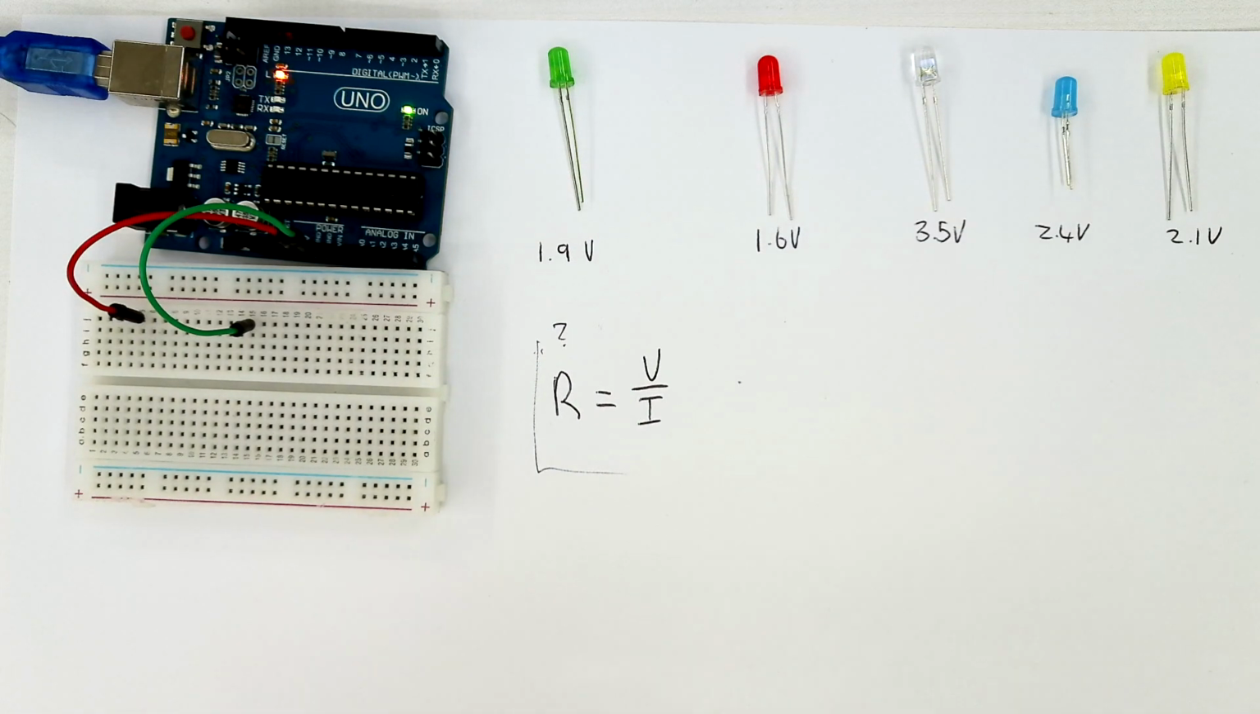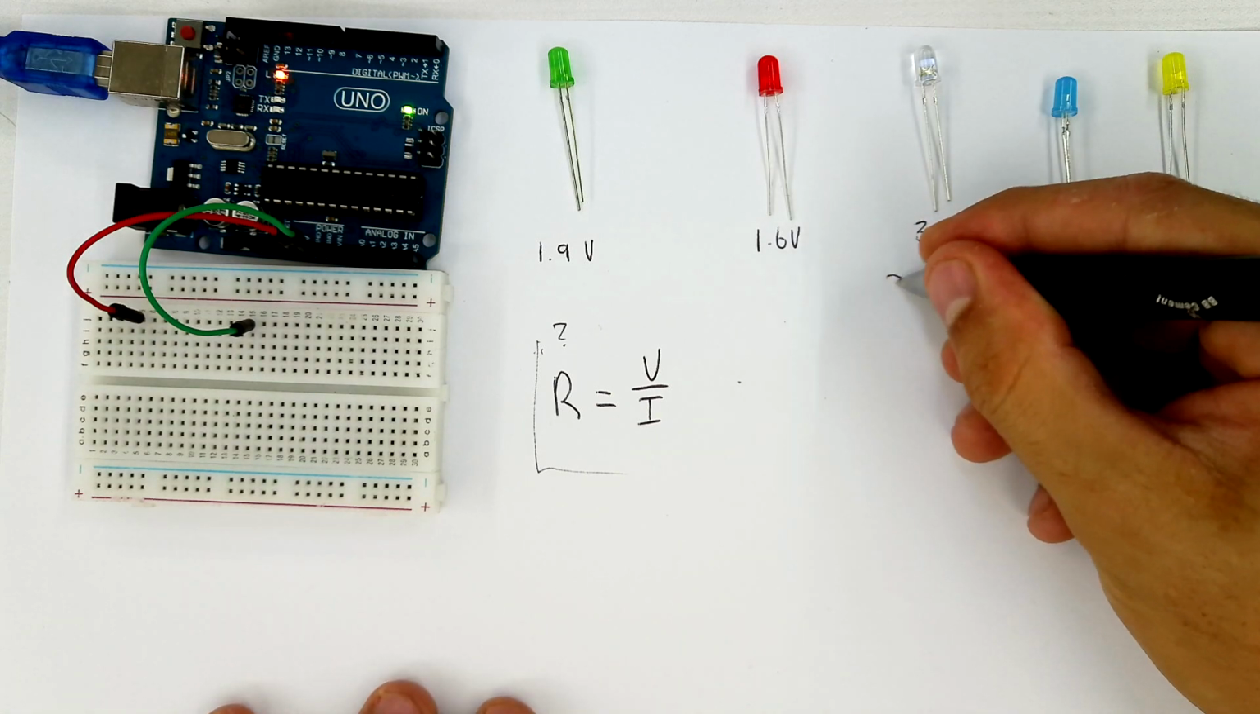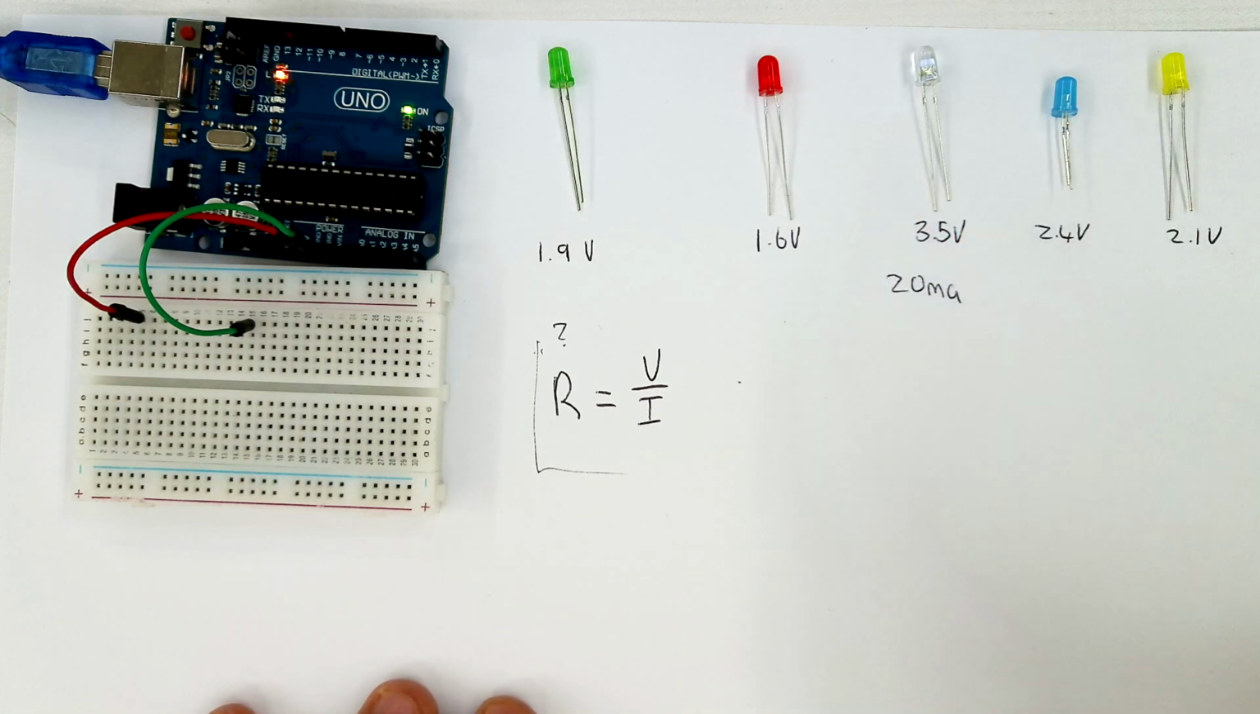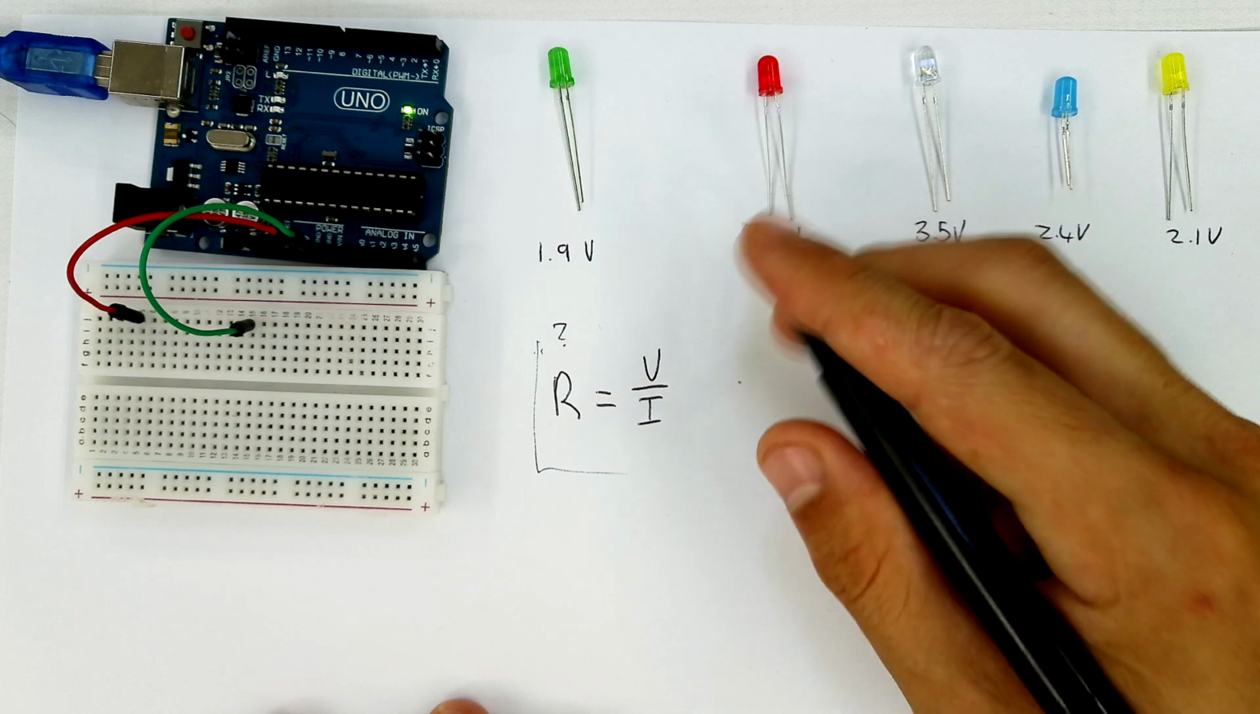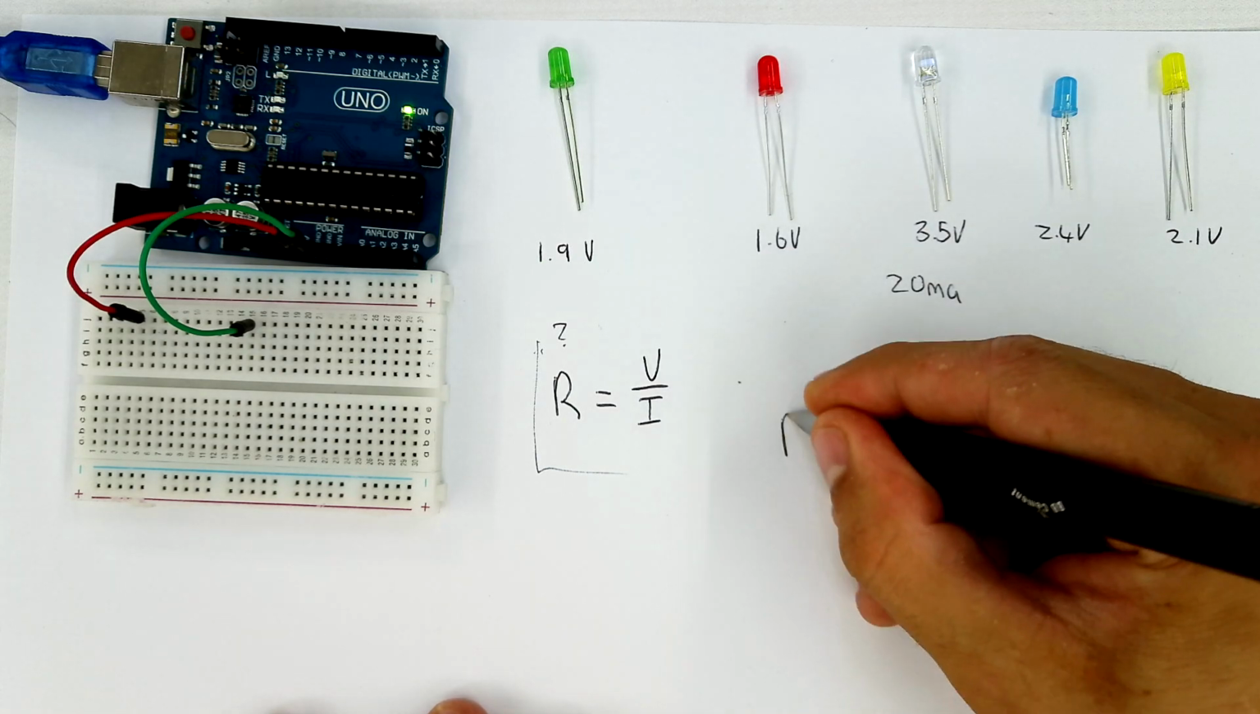LEDs can draw a maximum of 20 milliamps before they blow. So we know that each LED draws 20 milliamps and they have different voltages respectively. Now we can fill these into the formula and thus calculate the resistor values that we are going to need for each LED. So let's start off with green and see if our calculations are correct and if they indeed work. R is still unknown.